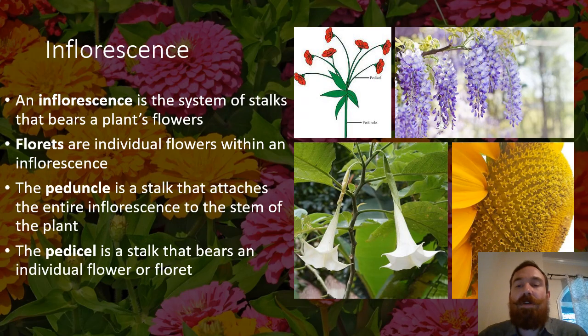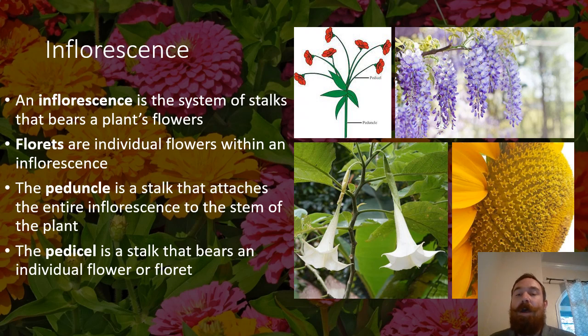And inflorescence. The inflorescence is one of the most interesting things that plants do in order to maximize the likelihood that they will be able to be effectively pollinated. The inflorescence is essentially a system of stalks that bear a plant's flowers, and it would include the flowers that it bears. When we look at an inflorescence, or these groupings of flowers that plants produce, we might ask ourselves, why? Why is it more advantageous for a plant to clump all of its flowers together than have them all single, separate, scattered all the way across the plant?